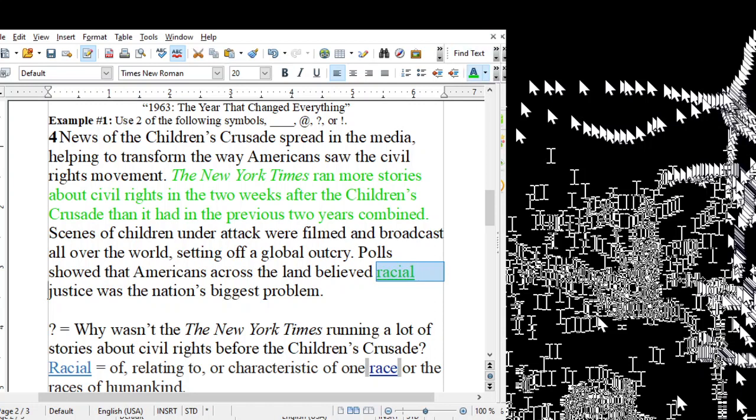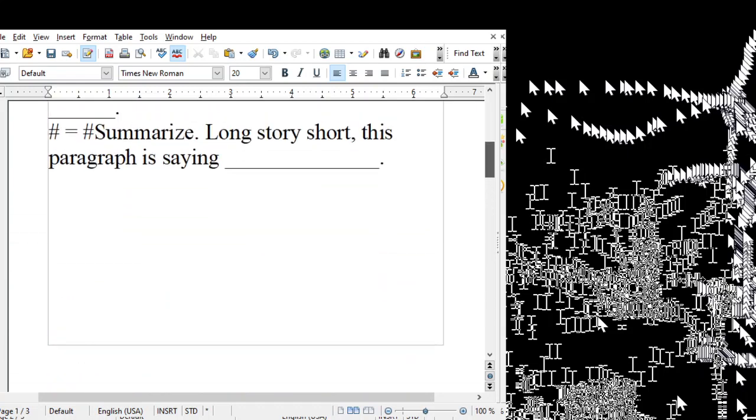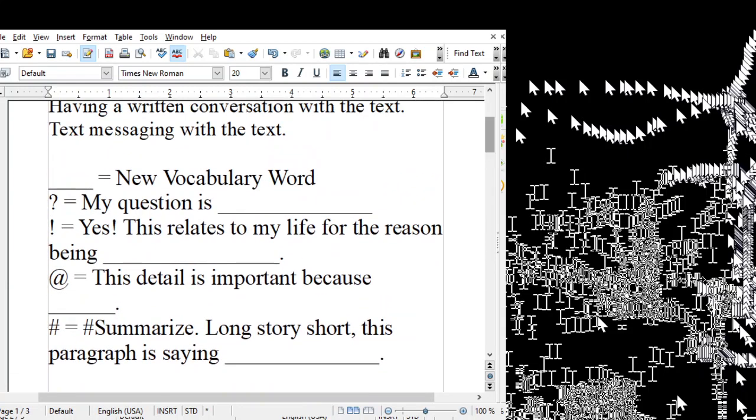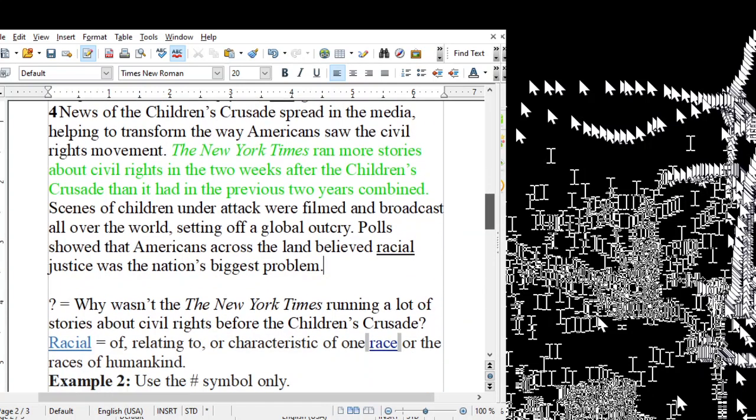I mean, the original color, which is black. So as I'm reading, I'm like, wait a minute. I've never heard of the word racial. So I underline it, because up here, that's what the underline means. The underline means that this is a new vocabulary word. So I underline the word racial.